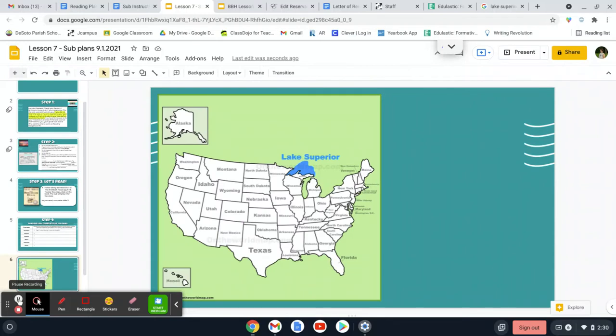So here I've dragged over a picture, a map, so I can show you where Lake Superior is. So here we are in Louisiana. And if you look up all the way to the northern part of our country, you have Lake Superior, which obviously flows into the country of, do y'all know what's above us? Canada. All right, let's keep reading.